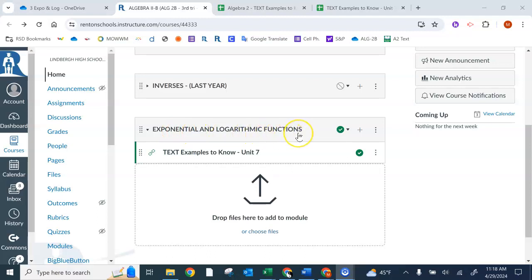The first step is to know that we are starting a new unit, exponential and logarithmic functions. In Algebra 1, you had exponential. You've already learned about exponential functions, so we're kind of doing a review today.